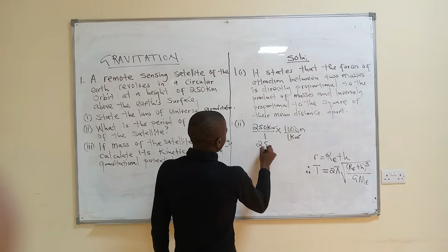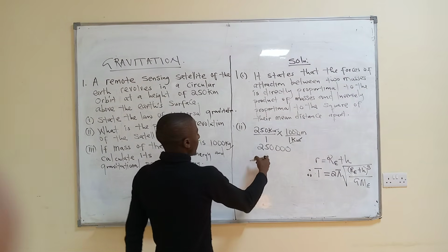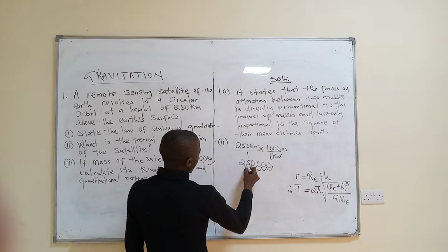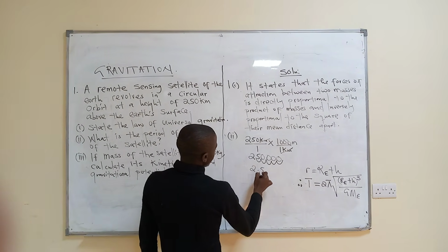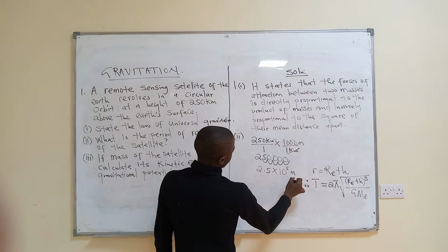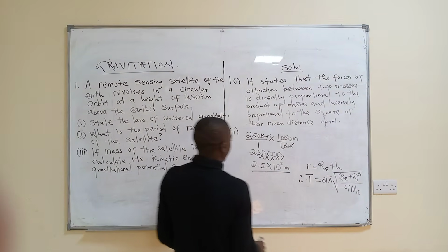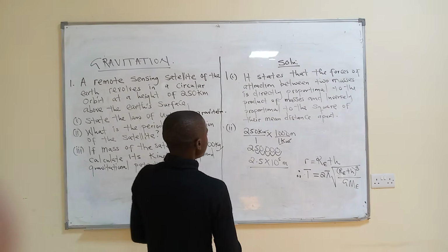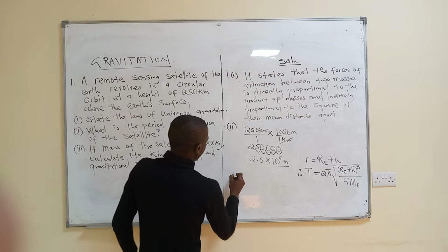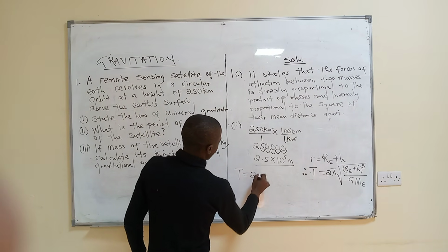That is 250,000. Leaving the answer in standard notation, that is 2.5 times 10 to the power 5 meters. So this is the height that I'm going to replace there. So therefore, the period is equal to 2 pi.